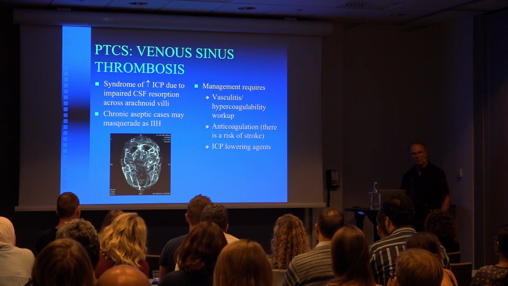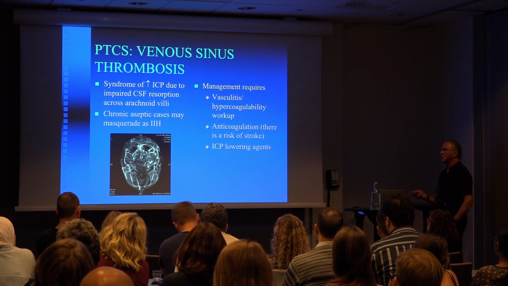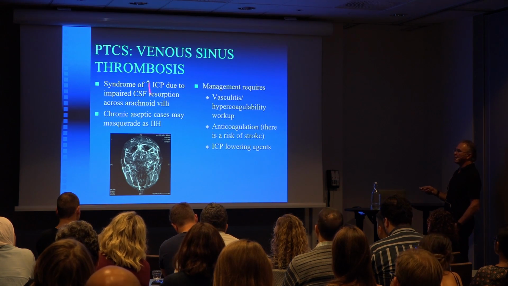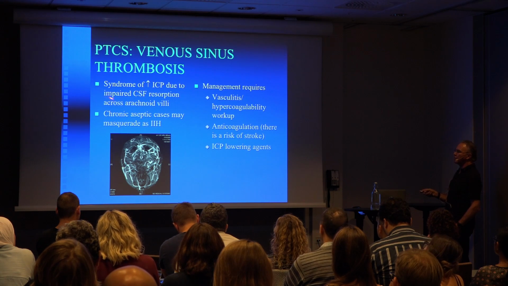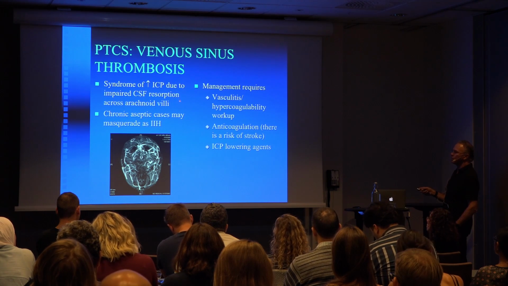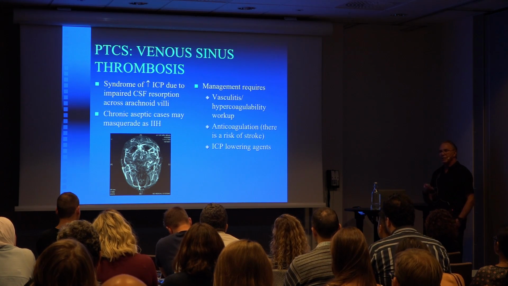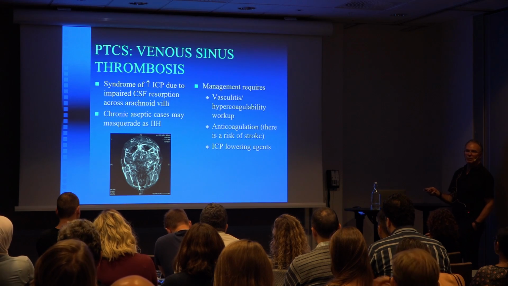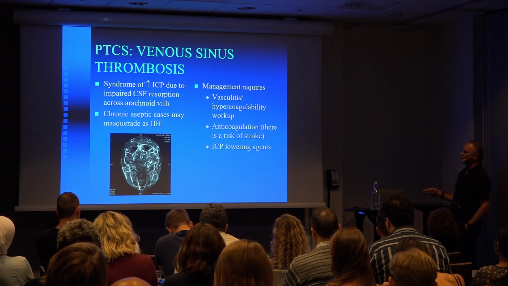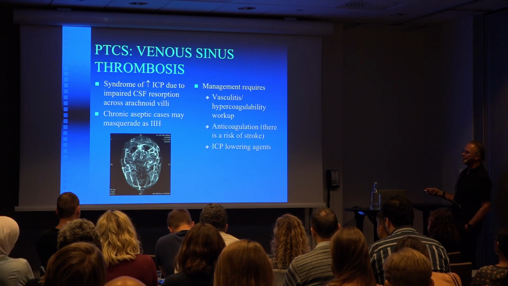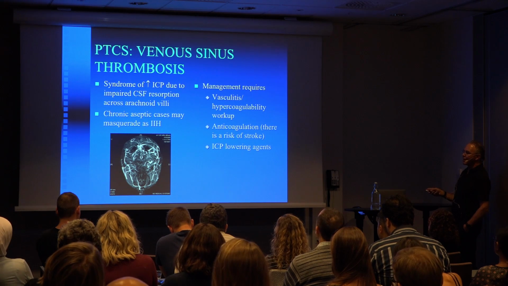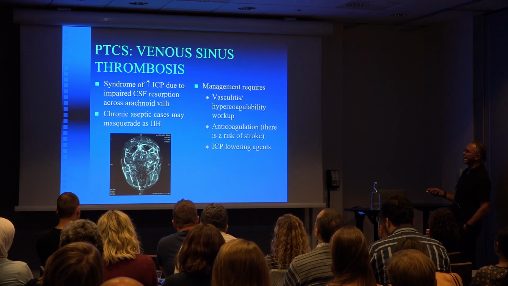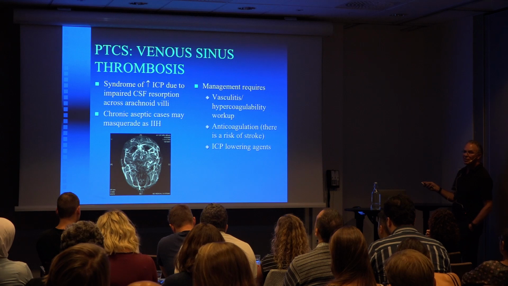So thrombosis is the big worry when you see somebody with IIH. It's elevated intracranial pressure. It's due to decreased CSF resorption. And the infection cases, you're not going to mistake those for IIH, but there are a significant number of them that are chronic aseptic cases, and they can masquerade as IIH. So the management is totally different.